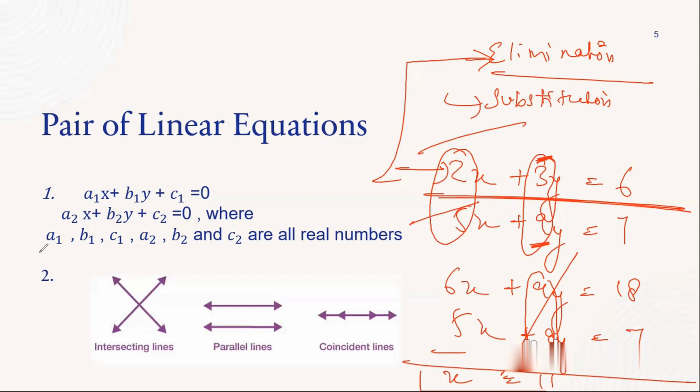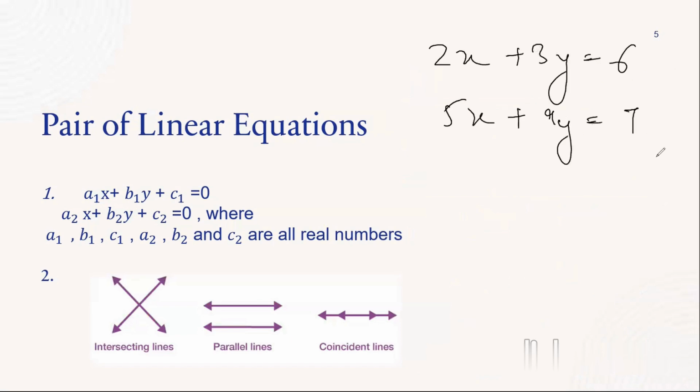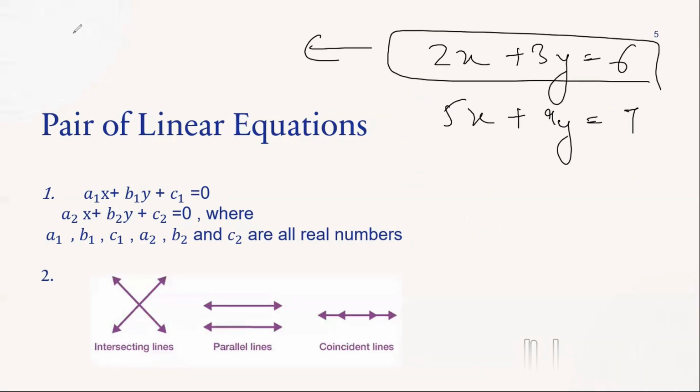Moving towards substitution. Suppose I am taking these two equations again. This is all about substitution. What you will do is take out the value of one variable from one equation and put it in the second. Suppose I am finding x from here. So how will I find x here? 2x is equal to 6 minus 3y, because 3y is on the left hand side with a plus sign.